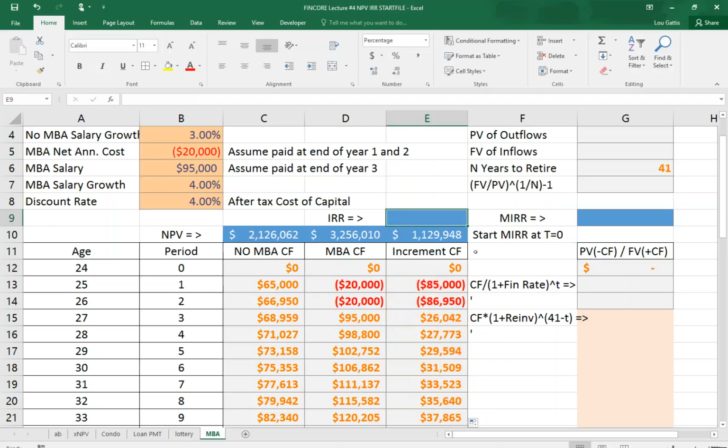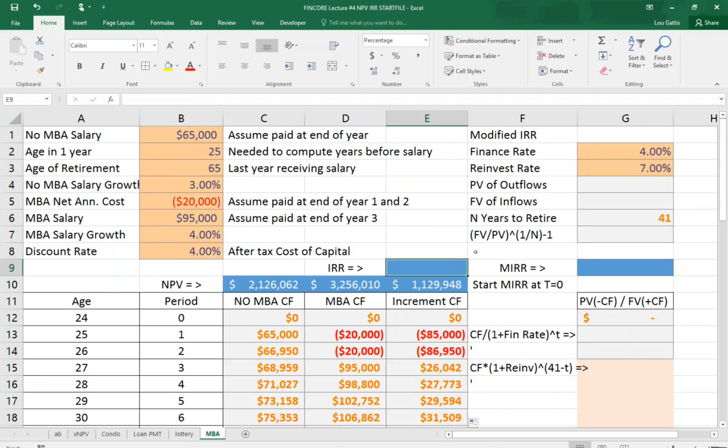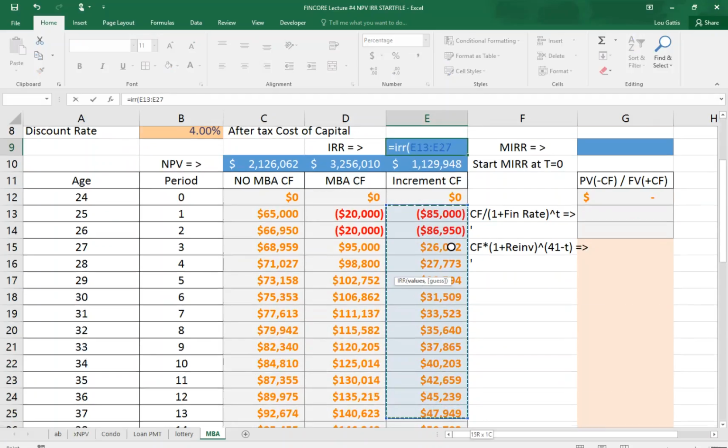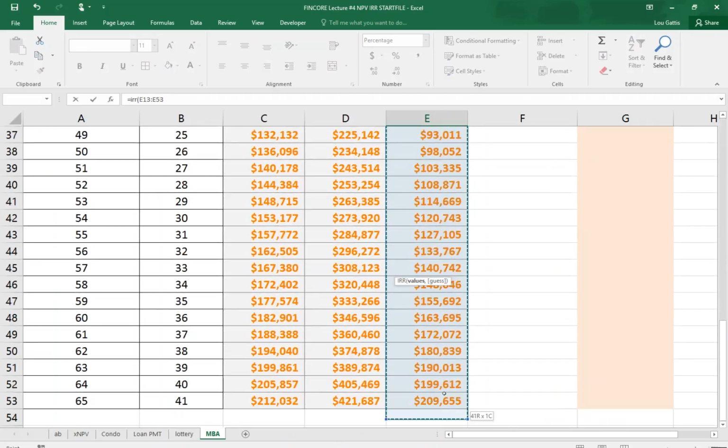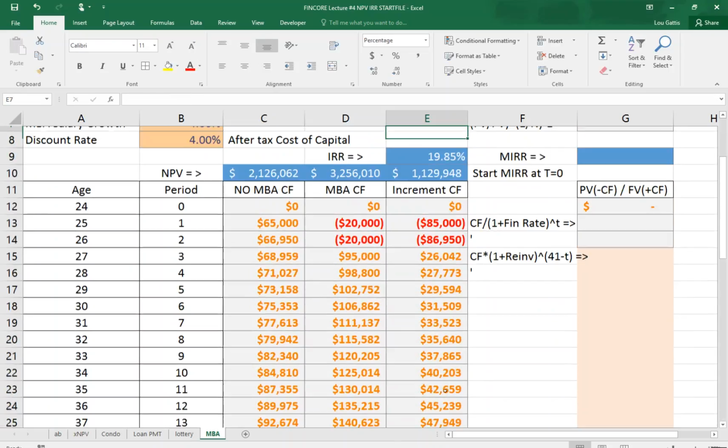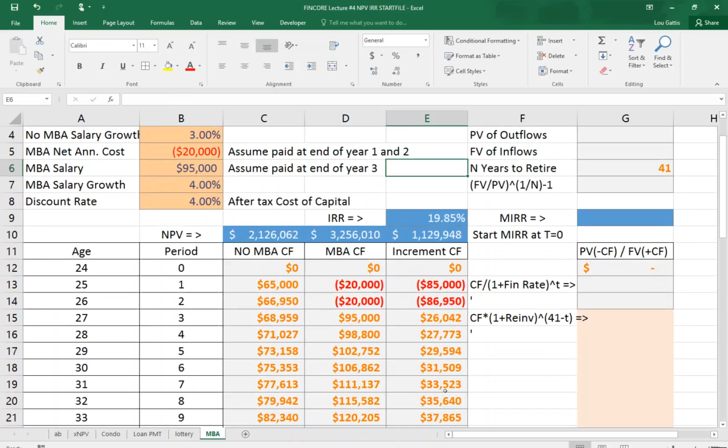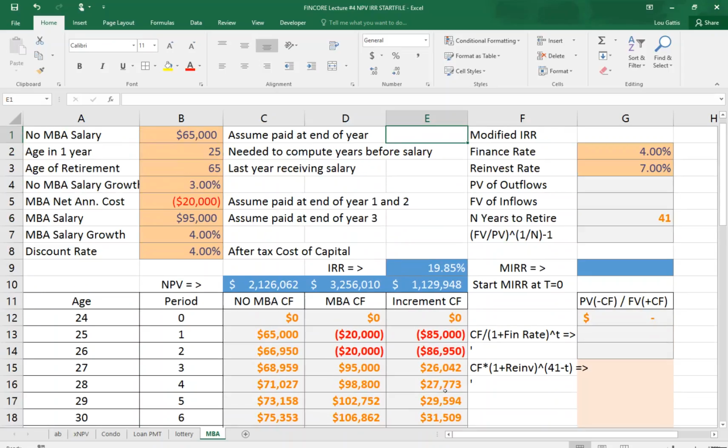And you wouldn't expect me to give you any assumptions that wouldn't give you a positive NPV, but actually it's pretty hard not to get a positive NPV and IRR from getting an MBA. Let's now calculate the IRR. I'll take my first cash flows there, $85,000, and calculate my IRR of my investment, 19.85%. So it looks like a great deal.